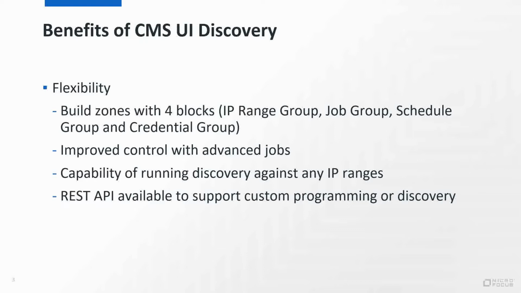You can run that discovery against any of the IP ranges, and the REST API is available to support custom programming or discovery. So you can actually use the REST API to do this. One of the big advantages of doing the CMS UI discovery is when you want to run specific types of jobs against different IP address ranges with different schedules.